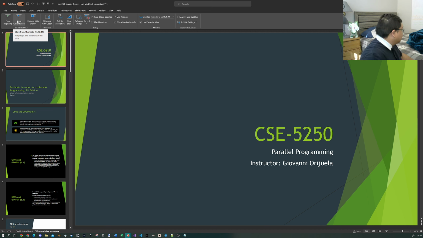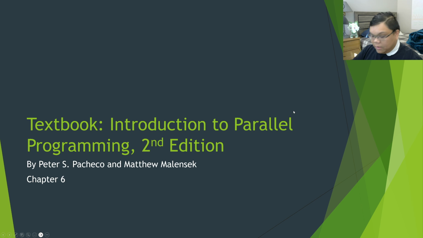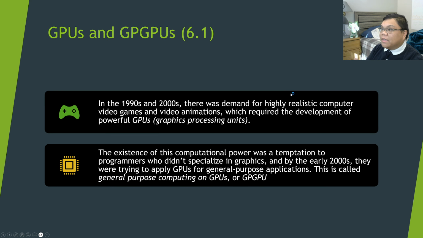So, this corresponds to Chapter 6 of the textbook. Alright, so let's begin with Chapter 6, the last chapter. So 6.1 is basically the history of GPUs and what's called general purpose computing on GPUs.